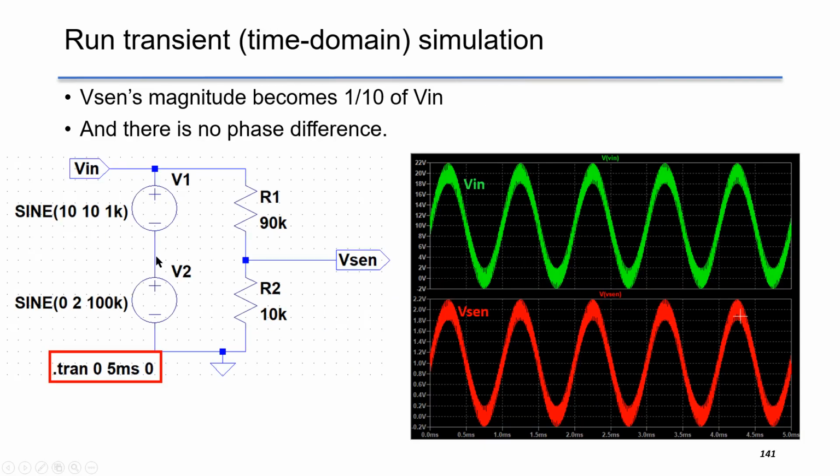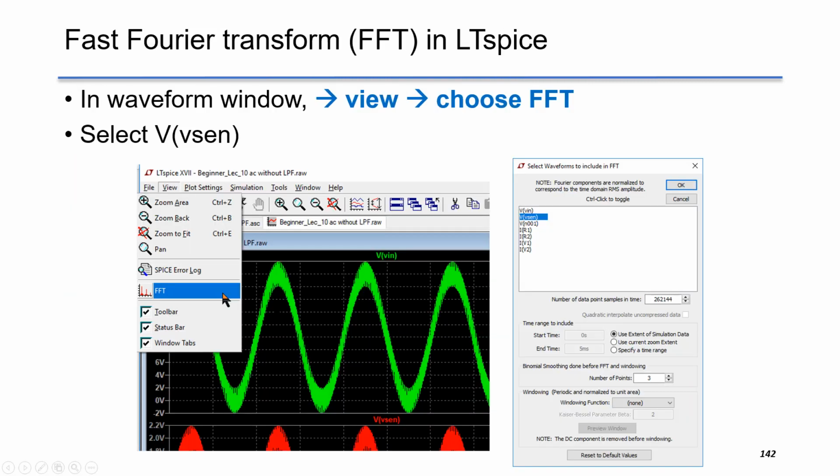If we run the simulation in the transient domain, we can see that the input signal and output signal are plotted here. If you just look at the waveform, you will notice that each signal has a low frequency component at 1 kHz and a very high frequency low magnitude noise on top of it at 100 kHz. Similarly, we can use FFT over this waveform to study it. If we go to View, FFT, and select the trace you want to study, in this case, it will be V of Vsen.